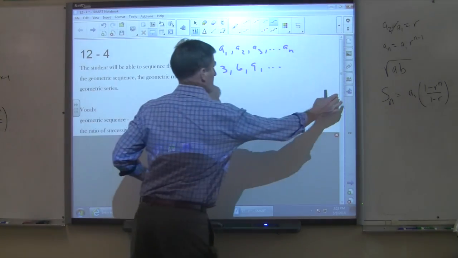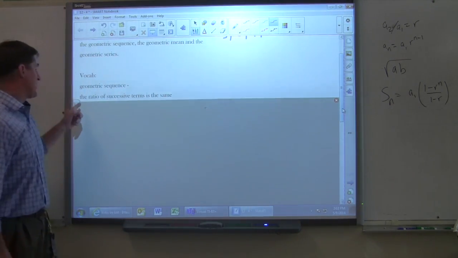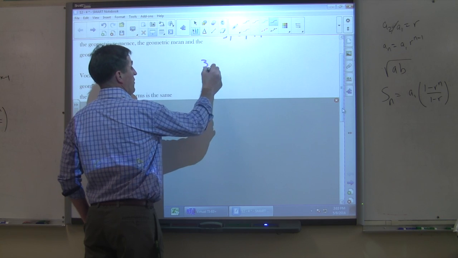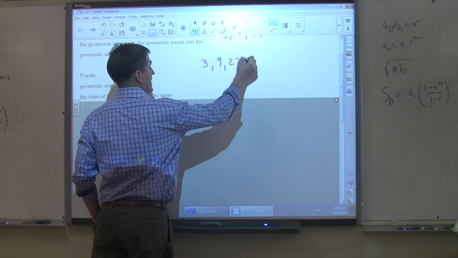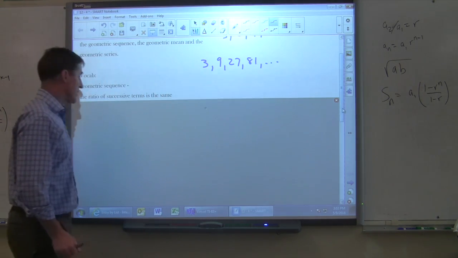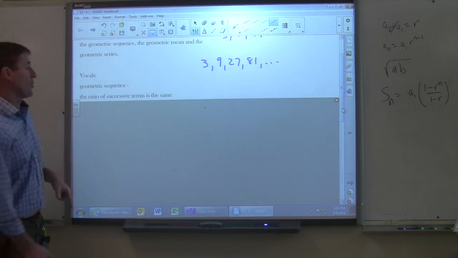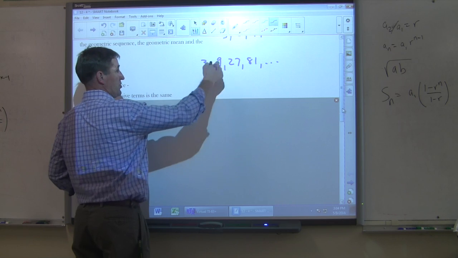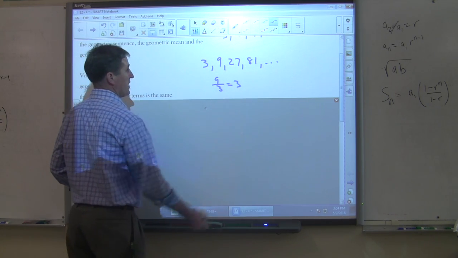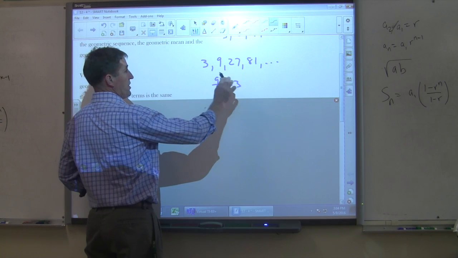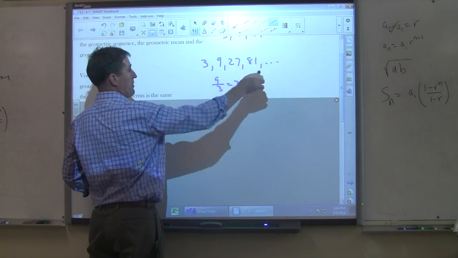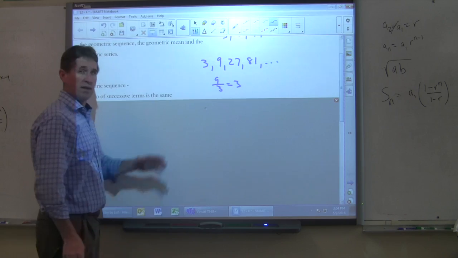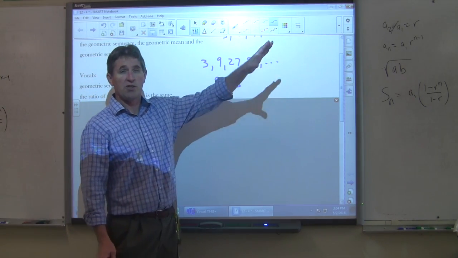So, the geometric sequence is simply the ratio of successive terms is the same. So as an example, if I did 3, 9, 27, 81. So it says the ratio of successive terms, so that would be 9, remember ratio is fraction, so 9 divided by 3, which is 3. So in this case, my geometric sequence is being multiplied by 3 every time. So 3 times 3 is 9, 9 times 3 is 27, 27 times 3 is 81. If I wanted to find the next number, I'd multiply by 3 and get 243.